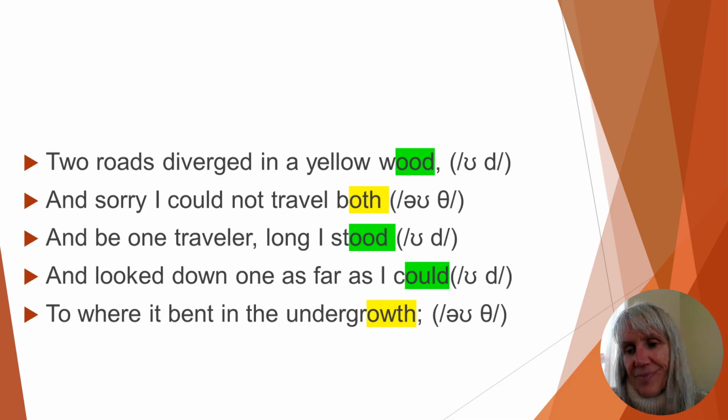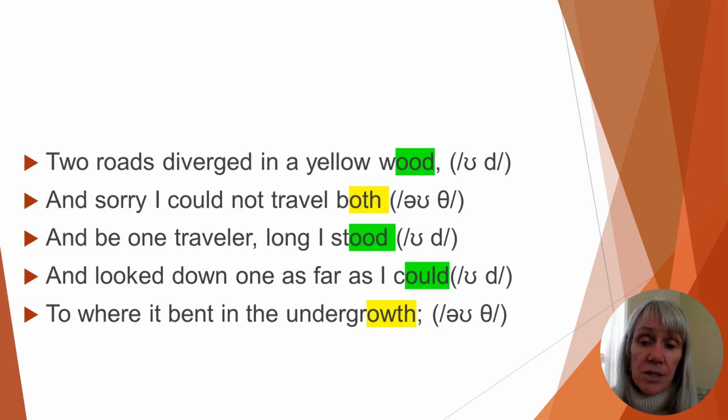Okay? So let's look at the first stanza. A stanza is like a paragraph in a poem. And we're going to read it again. I'll read it to completion, and then we'll go back and look at each line. Two roads diverged in a yellow wood, and sorry I could not travel both and be one traveler, long I stood and looked down one as far as I could to where it bent in the undergrowth.